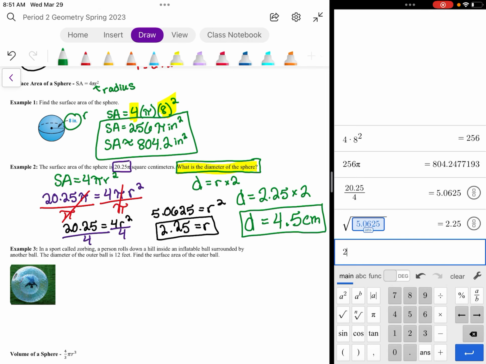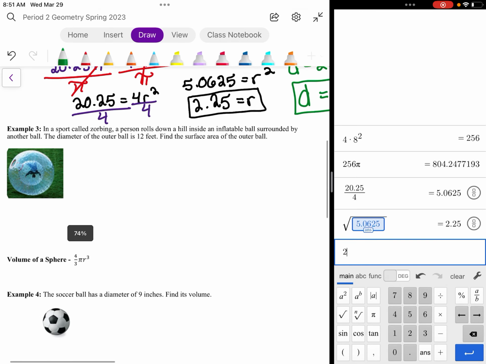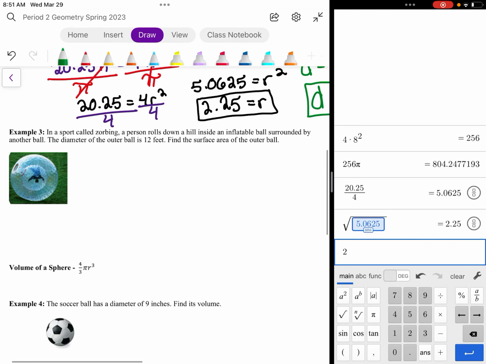Okay. Our next example says, in a sport called zorbing, a person rolls down a hill inside of an inflatable ball surrounded by another ball, and the diameter of the outer ball is 12 feet. Find the surface area of the outer ball. We know the diameter is equal to 12. The radius is half of that, so our radius has to be 6.